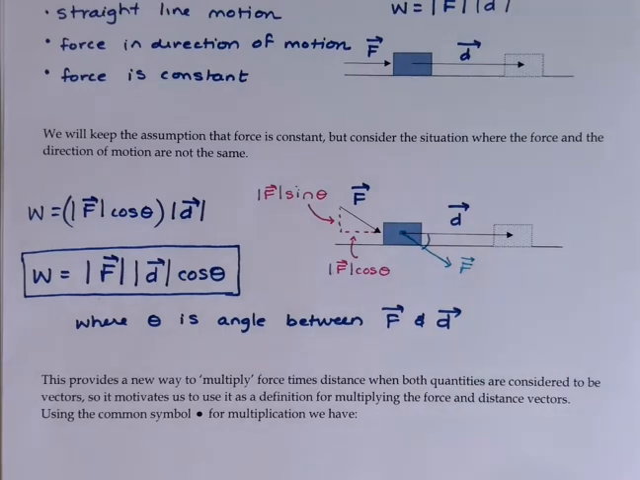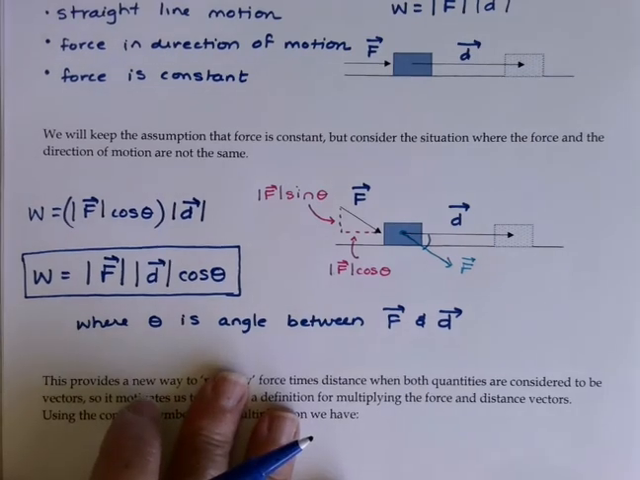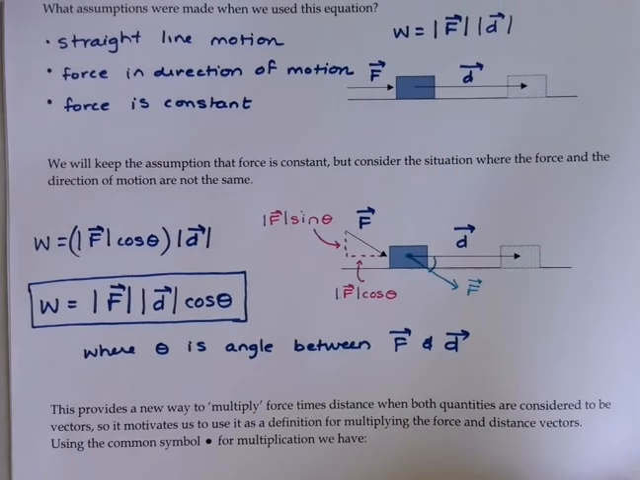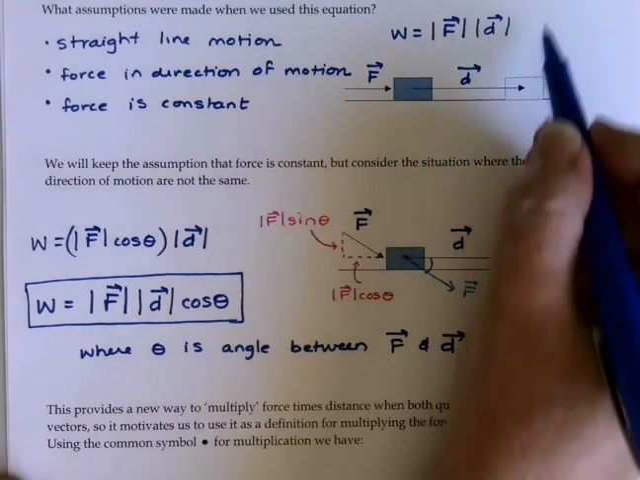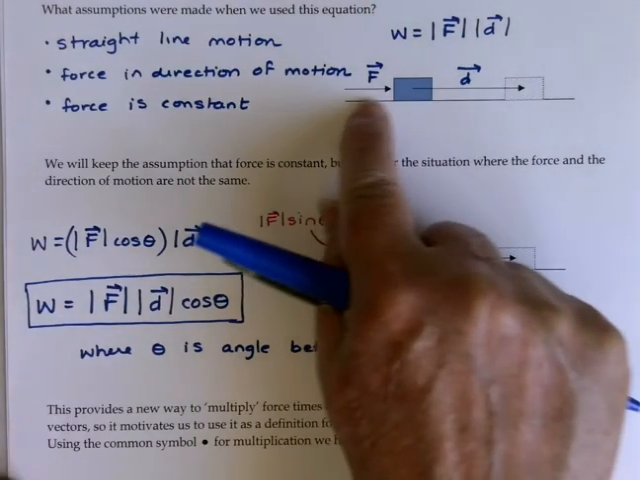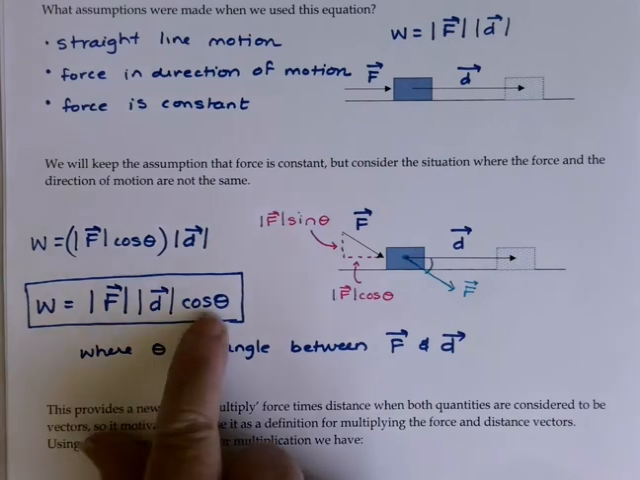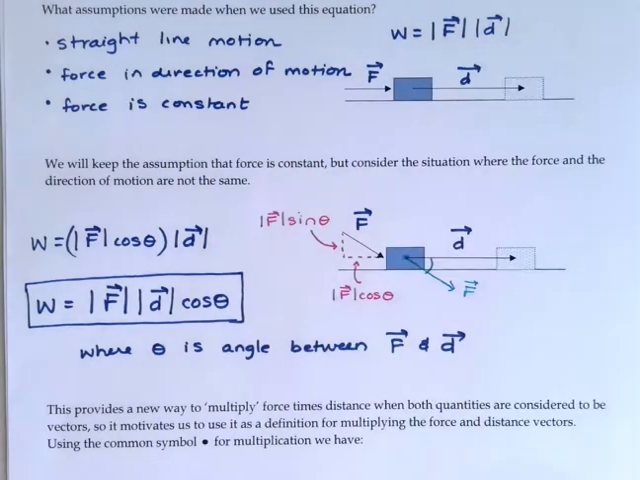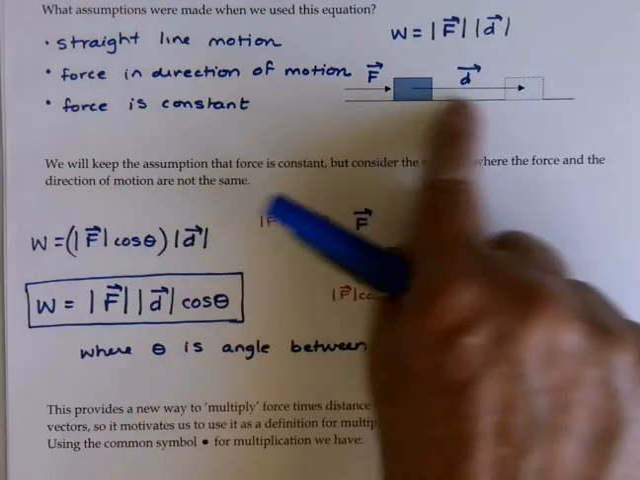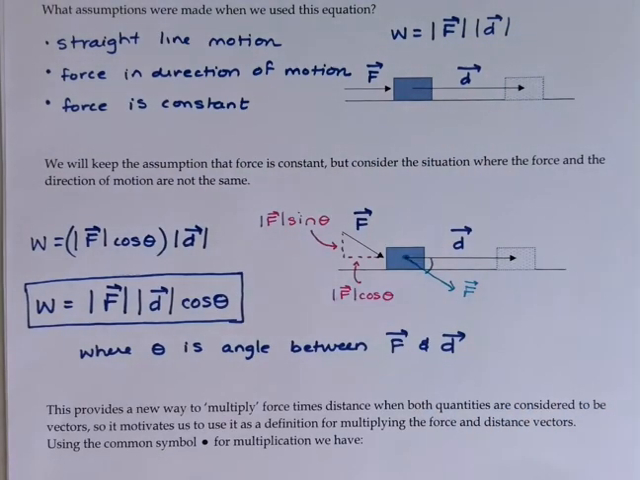All right. Notice, by the way, that this does not contradict this statement, because when F and D are in the same direction, the angle between them is 0, and the cosine of 0 is 1. So even if I did have a cosine theta on there, it would just be 1 in this case. So those two formulas do work really well together.